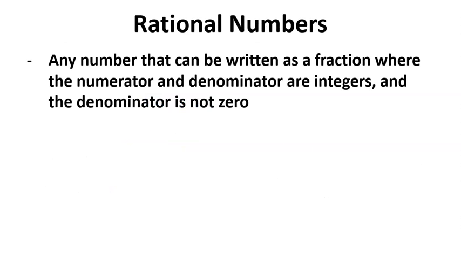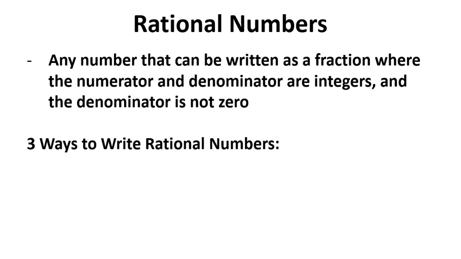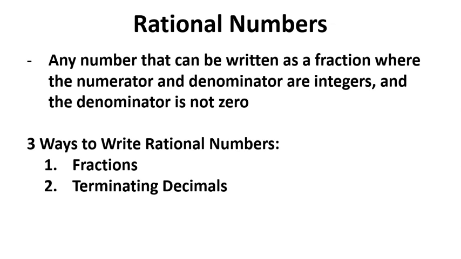As for rational numbers, that's where we start getting into fractions and decimals. So rational numbers is any number that can be written as a fraction where the numerator and the denominator are integers and the denominator is not 0. And we'll get to that not 0 part soon. So there's basically 3 ways to write rational numbers or to recognize rational numbers. And the first way is by fractions, like I just described. Then you have terminating decimals and repeating decimals.